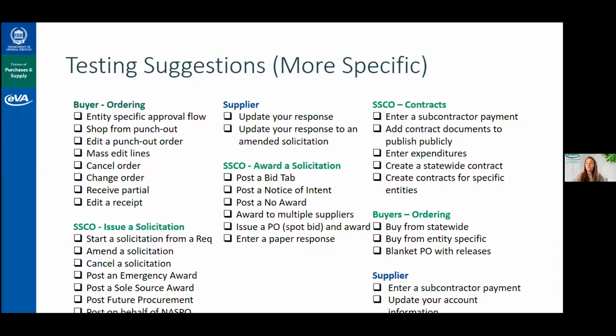There are more specific ones here because we know there's never just one easy way to do something. In EVA, there's a lot of little processes in between these just big overarching ones that I had on the high level page, such as mass editing lines, doing a change order, posting the notice of intent, to doing a blanket order with purchase order releases. There's a lot of smaller processes in that too. So as you get more comfortable, if you're still looking for ideas of things you can do to test and get most familiar with the system before go live, this is another good option for you to go in and start creating those transactions.